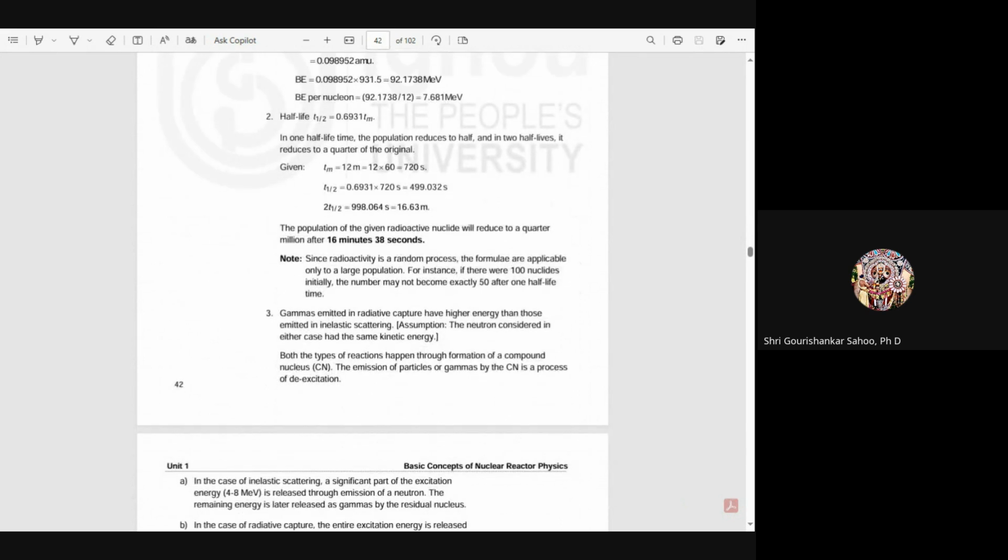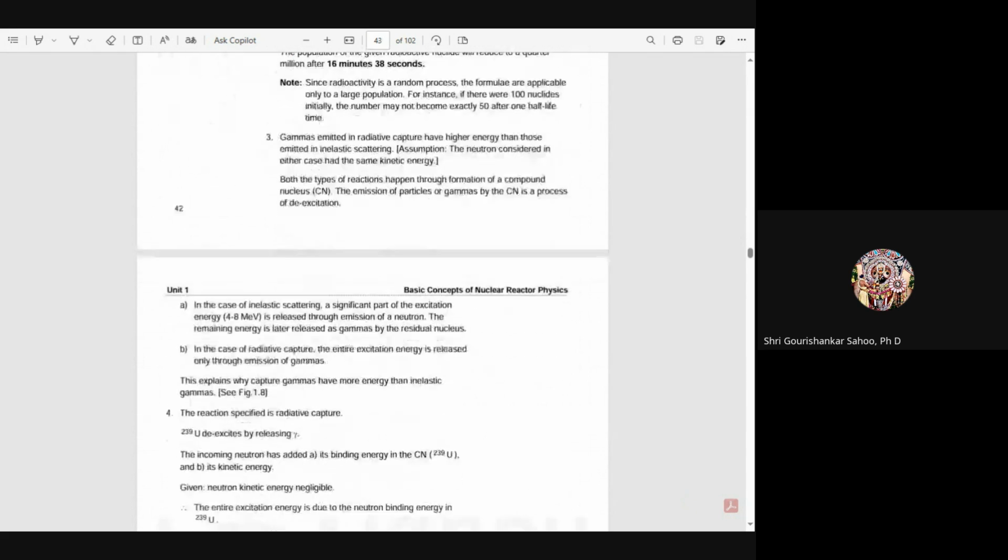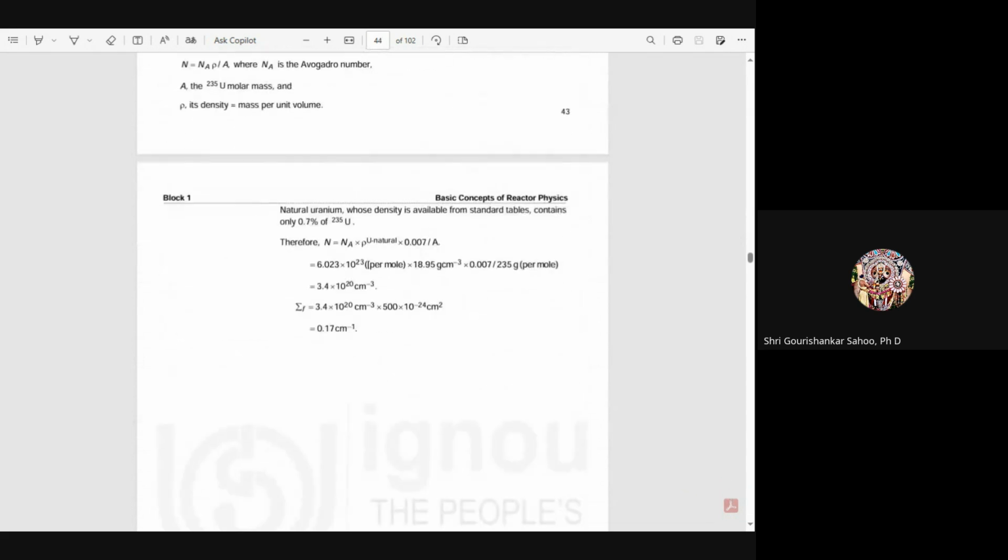And gammas emitted in radiative capture have higher energy than those emitted in inelastic scattering, by assuming the neutron considered in either case had the same kinetic energy. So these things you can go through.